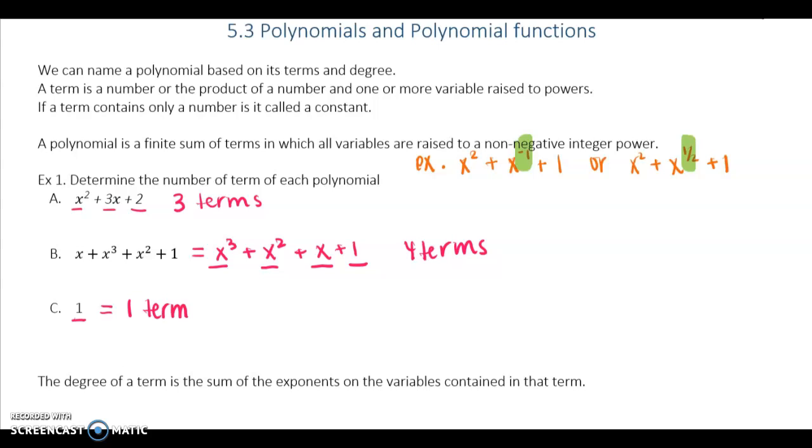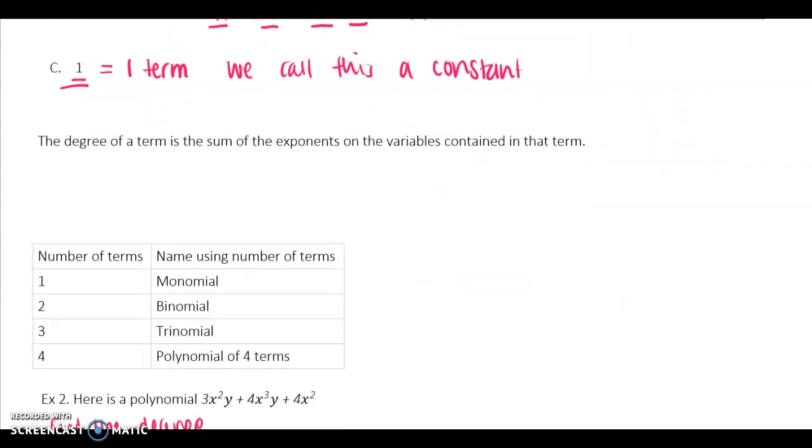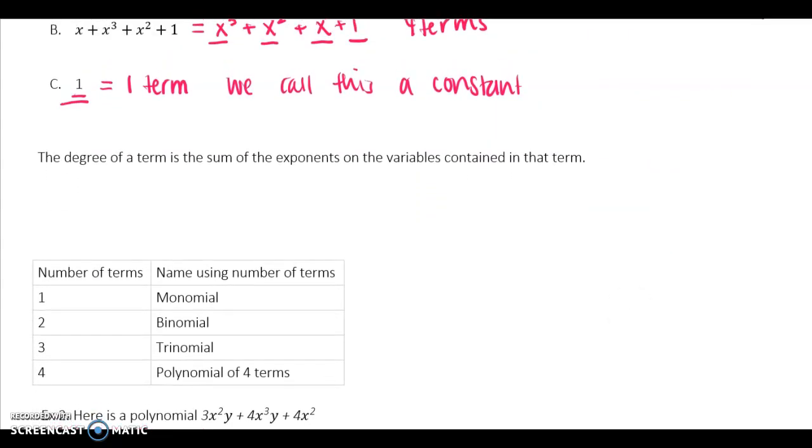And we call this a constant. So remember, a number by itself is just a constant. And the degree of a term is the sum of the exponents on the variables contained in that term.